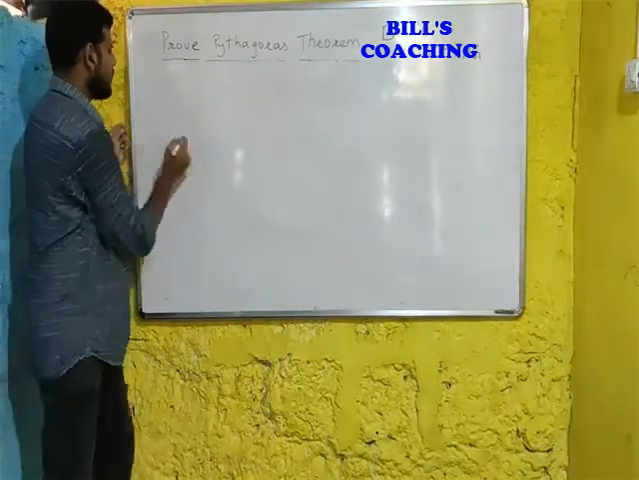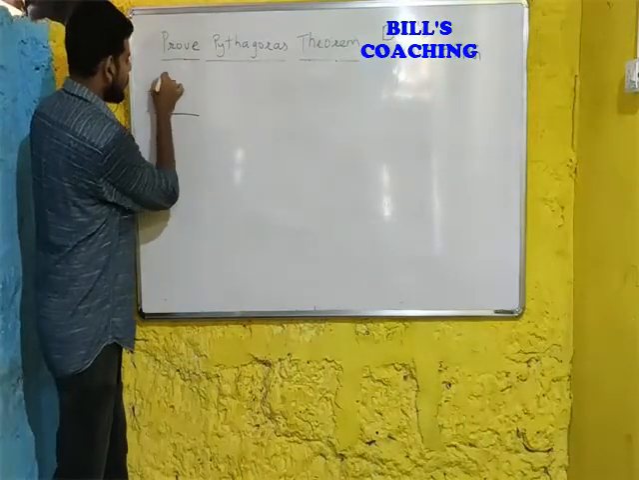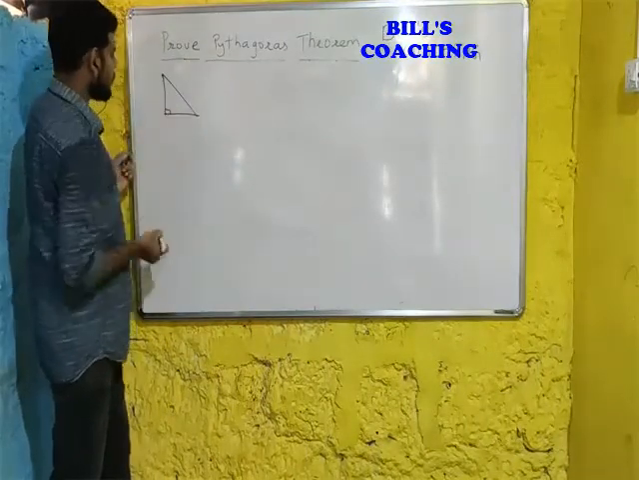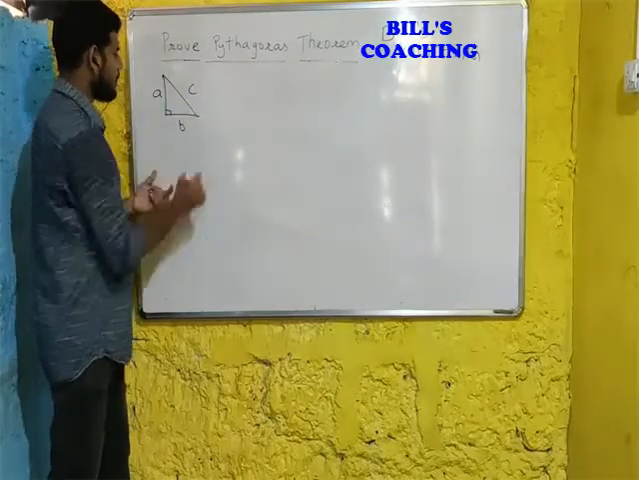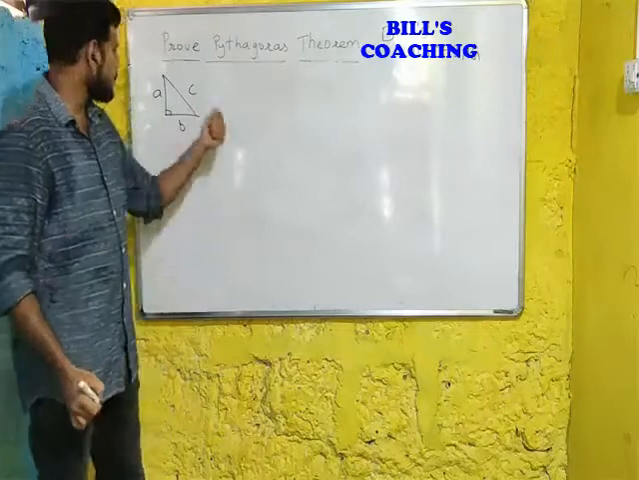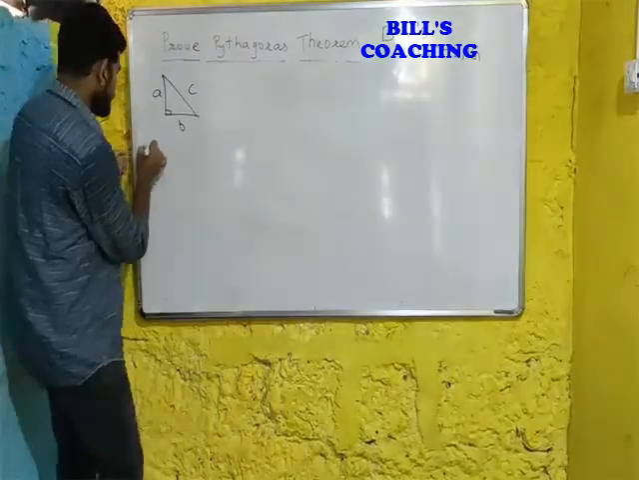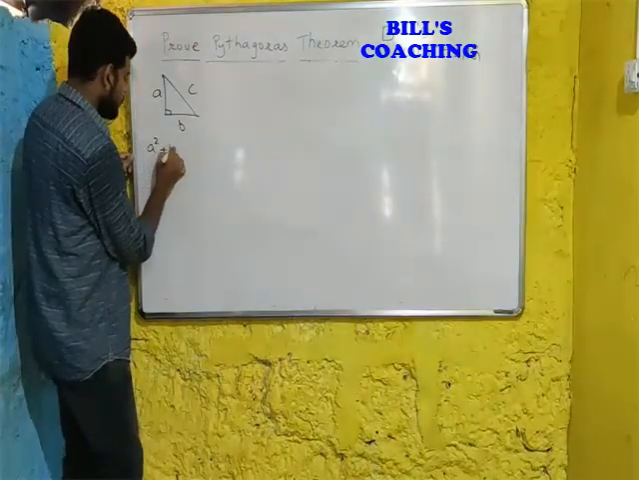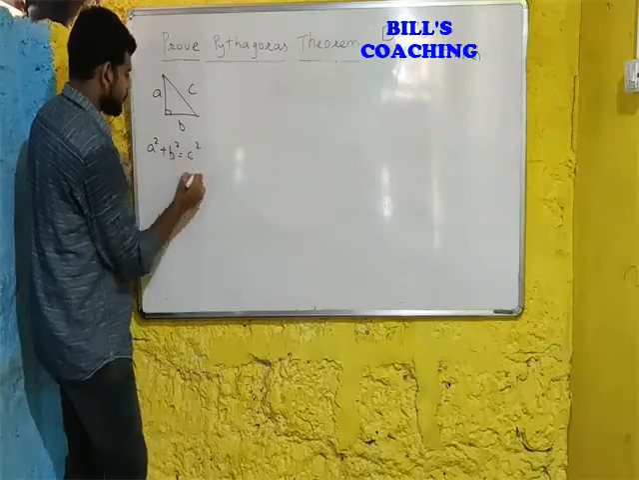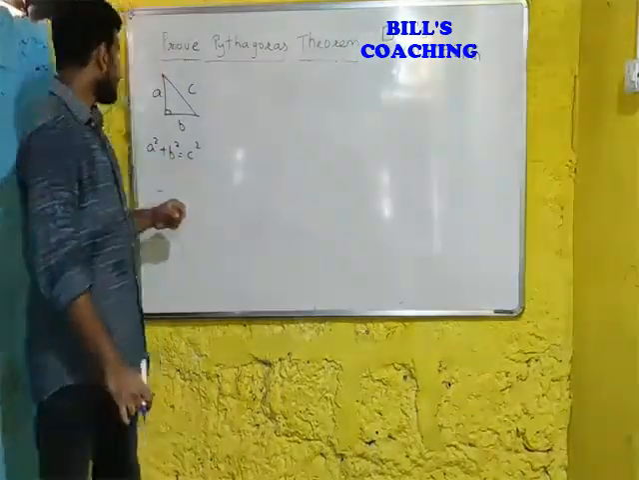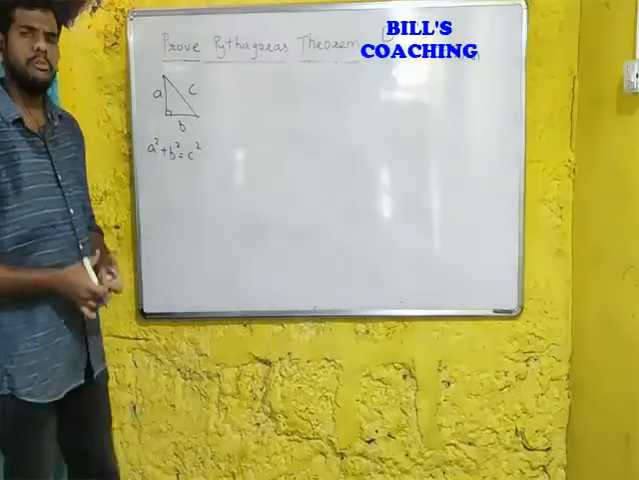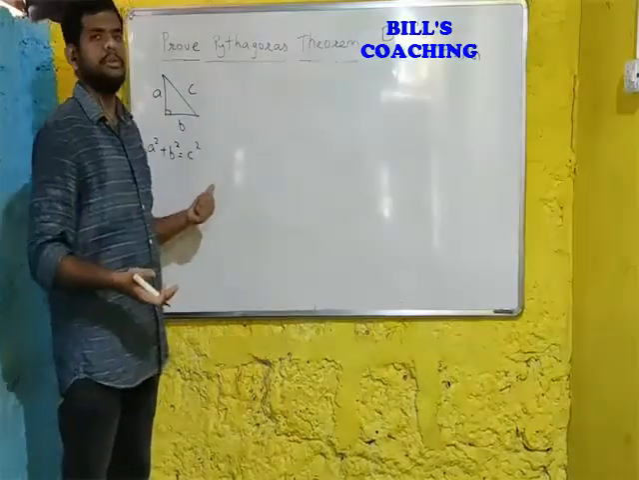Before starting, I'll first draw one right angle triangle over here. Okay, this is the right angle triangle. This is A, B, and C. These are three sides of the right angle triangle. C is the hypotenuse. So we can say that A square plus B square will be equal to C square. This is our Pythagoras theorem. Now A and B can be of any length and C is the hypotenuse.